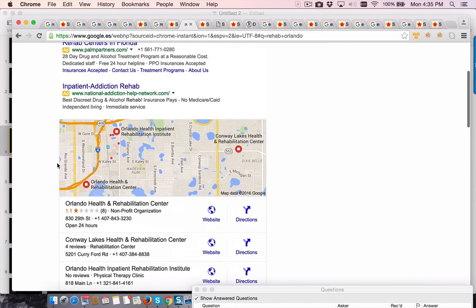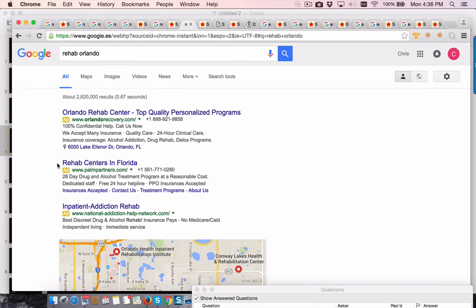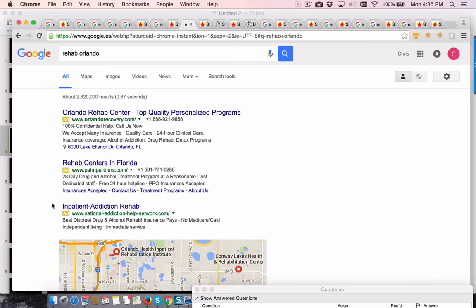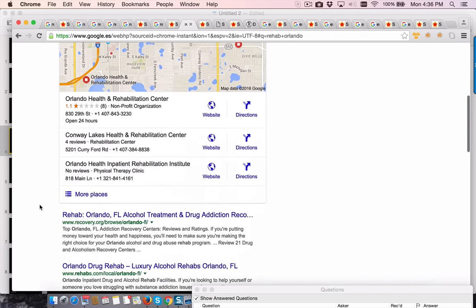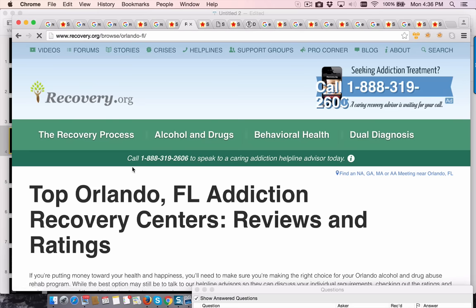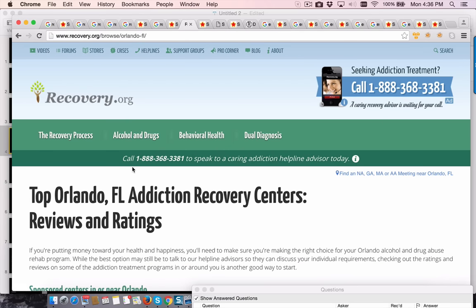So this is Orlando, Florida. How would you like to rank number one in Orlando, Florida? That's pretty good. Let's take a look at these. Okay, it's defense attorney. Let's dive in and take a look at this site here, and then I want to take a look at some others and just look at how it's structured. Probably some of you have already done it. My internet's a little bit slow. There we go.